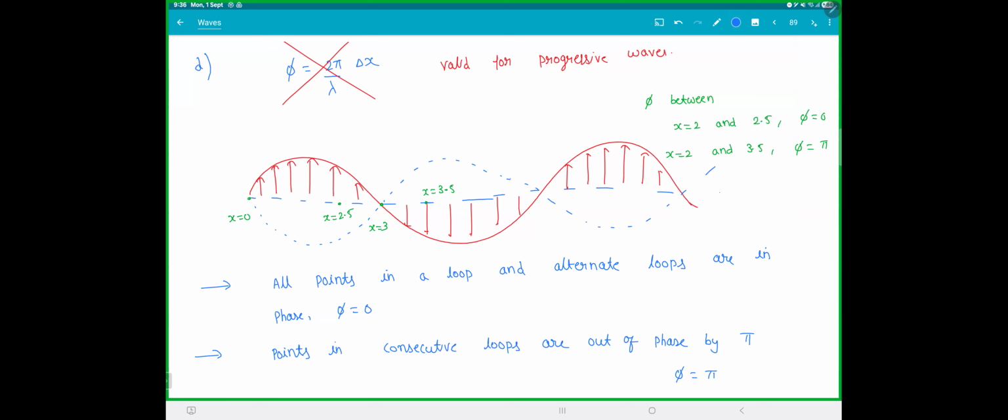And if you remember the derivation for that, 2 pi by lambda delta x is also something else. You replaced x with x plus delta x, and then we said k delta x must be 2 pi and all that we did. You can't do that in a stationary wave.